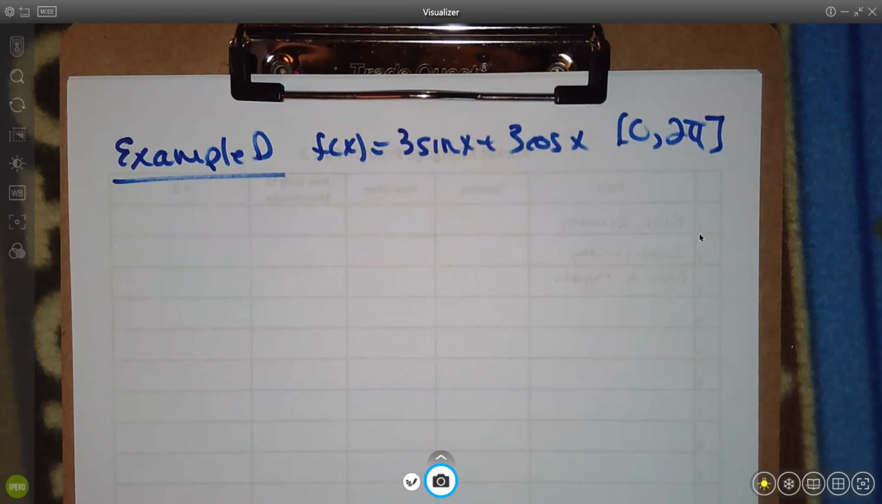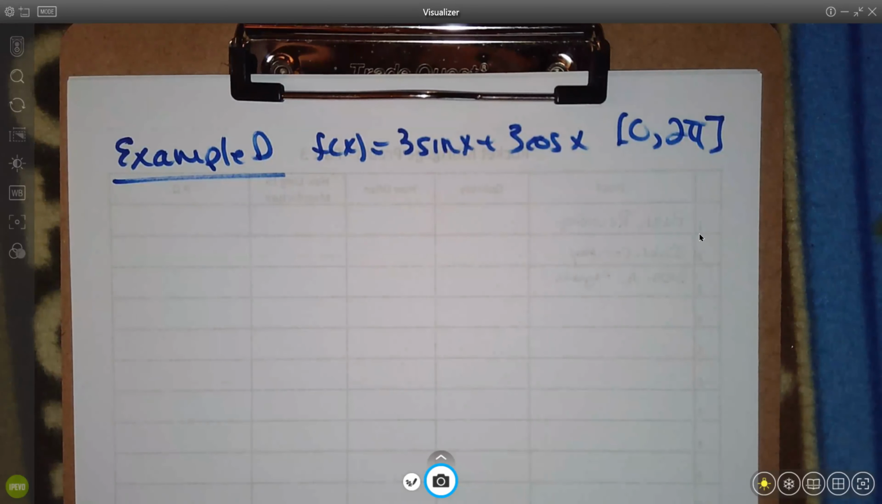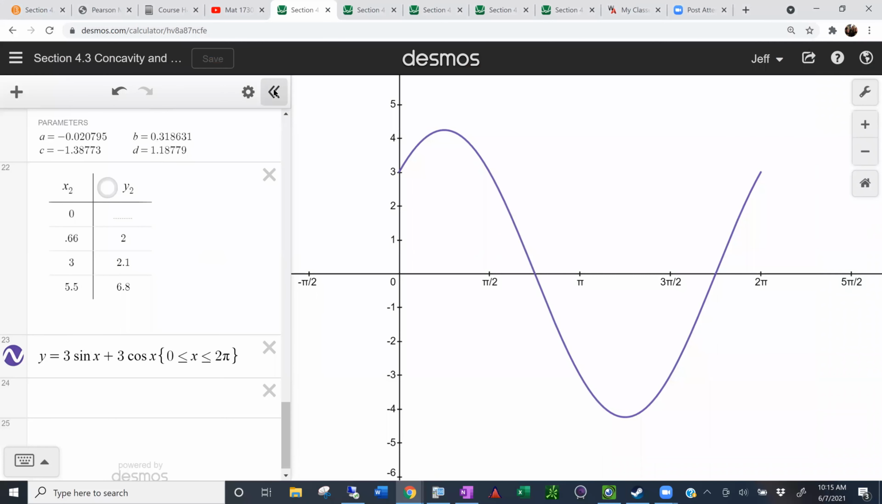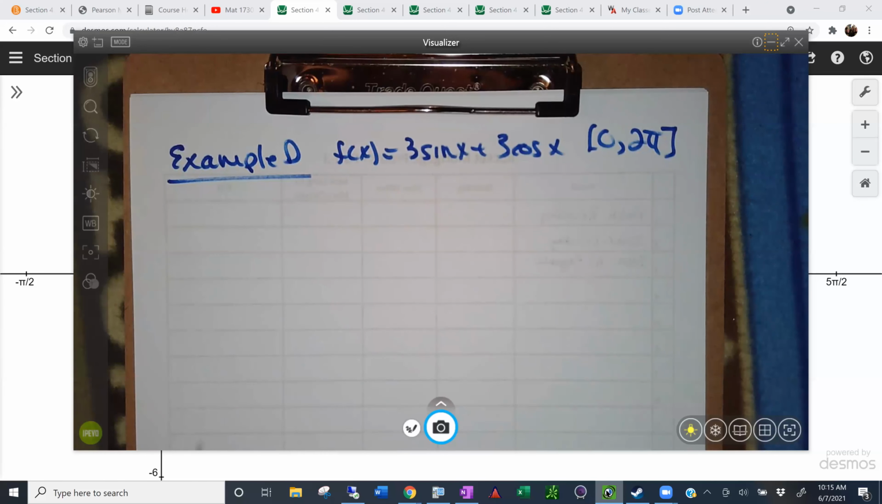So I guess we can't complete section 4.3 until we do one example that has some trigonometry involved. That would be this one: 3 sine of x plus 3 cosine of x on the interval 0 to 2 pi. With that restriction, the graph looks like what we have here on Desmos. Let's see what the calculus tells us about that little portion of the graph.